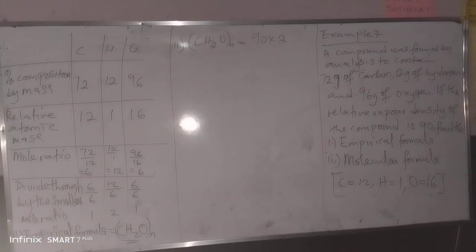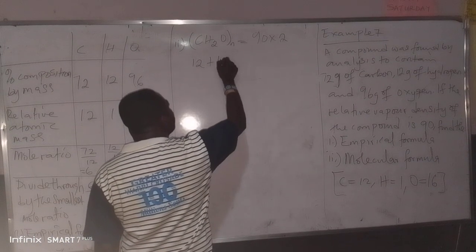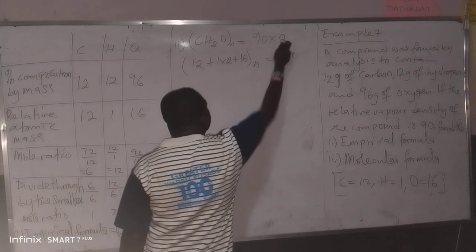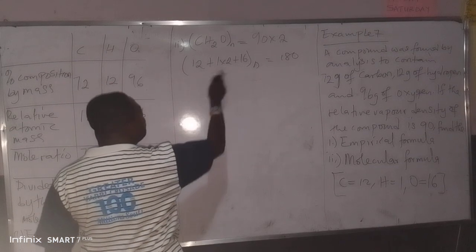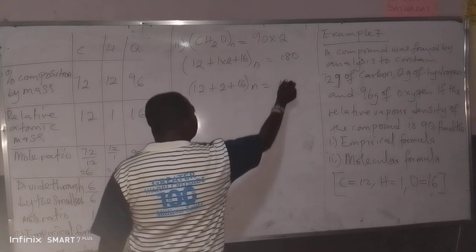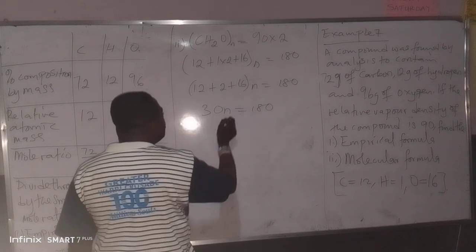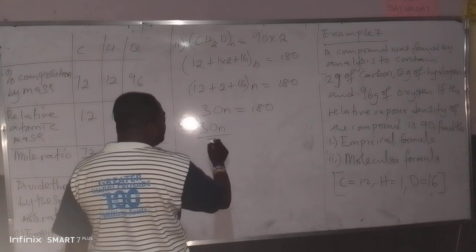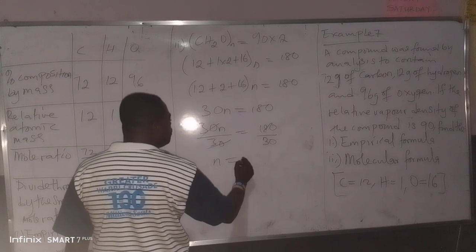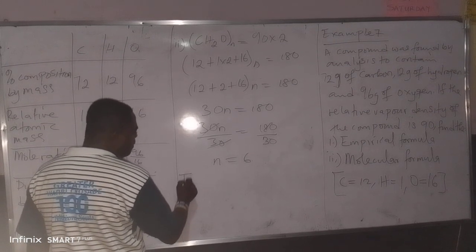So now, what are we going to do? Carbon is 12, hydrogen is 1 times 2, oxygen is 16, all times n equals 180. Add up: 12 plus 2 plus 16 times n equals 180. So we have 30n equals 180. Divide both sides: 30n/30 equals 180/30. The 30 cancels 30, and n equals 6.